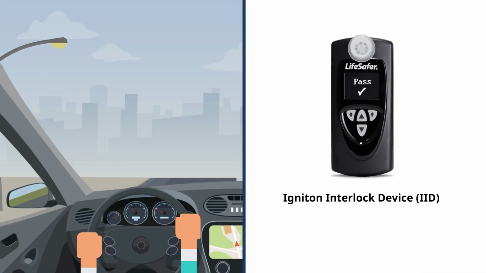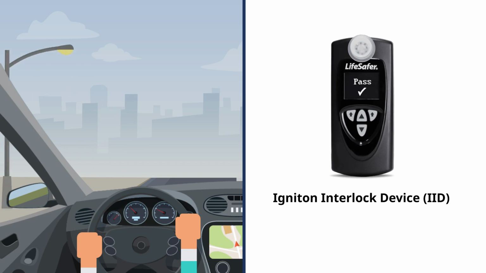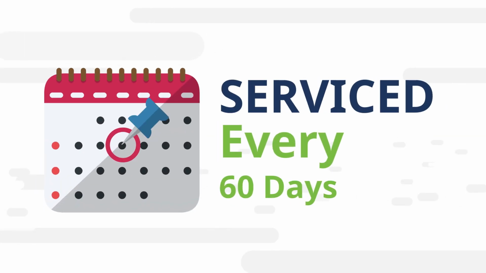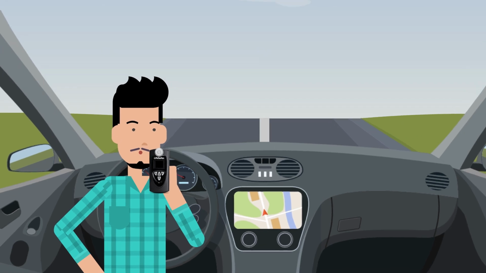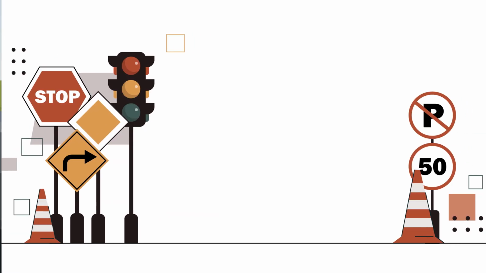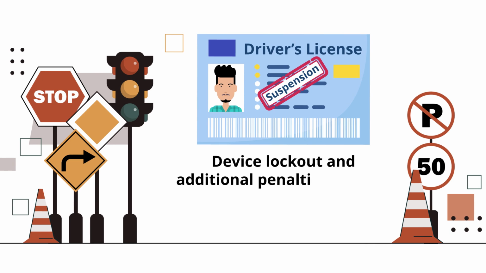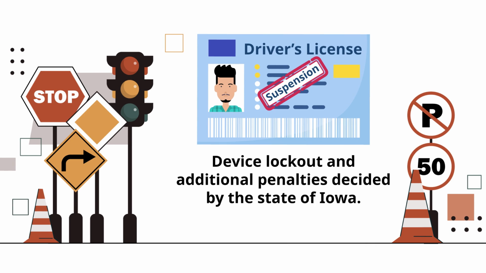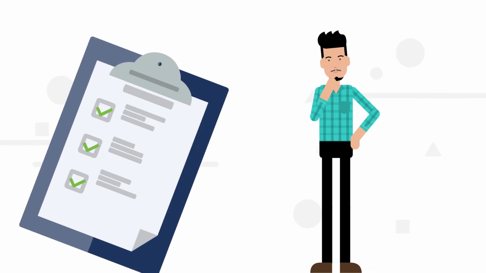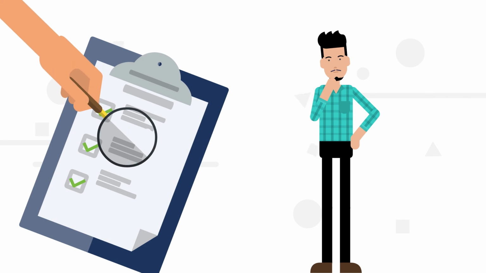Maintaining your required interlock monitor services are key to a successful program. The ignition interlock device must be serviced every 60 days. Drivers who fail to have this service completed are subject to device lockout and additional penalties decided by the state of Iowa. Staying in compliance with your ignition interlock device requirements is critical.